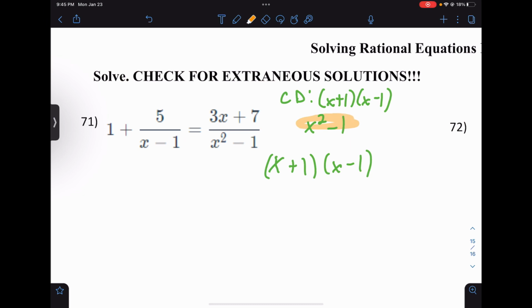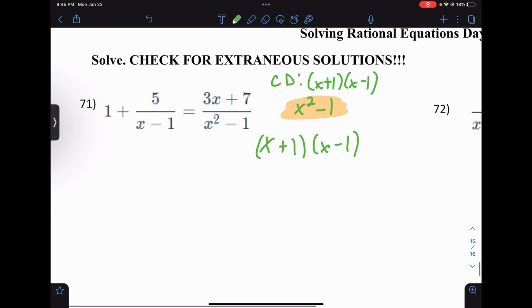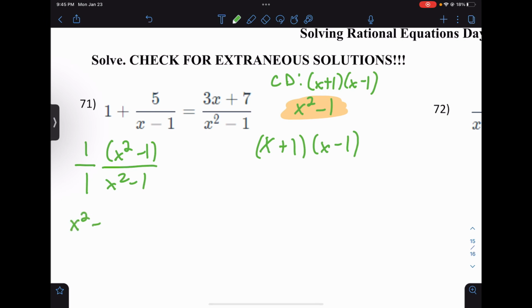And again, I am going to use this when I have to multiply both, just because it makes the multiplication easier. So if we look at our first term here, it doesn't have either factor, so it needs both. That's why I'm going to use that x squared minus 1. So I'm going to do 1 over 1 times x squared minus 1 all over x squared minus 1. So I get x squared minus 1 over x squared minus 1.